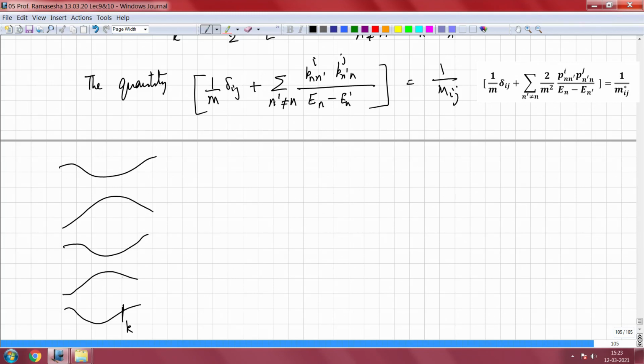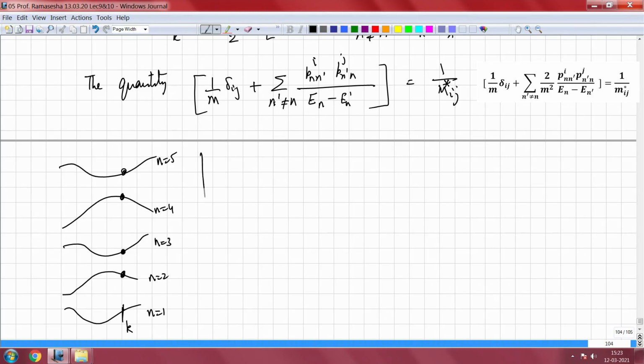Then what I have to do is look at these states at the same value of k in different bands. So this is n equal to 1, n equal to 2, n equal to 3, n equal to 4, n equal to 5, and so on. I look at these functions, calculate the momentum matrix elements of these and the energy gap between the two bands at the k position, and sum over this quantity. If I do this summation, I will get the effective mass, 1 upon m star ij, and this is what is usually done.